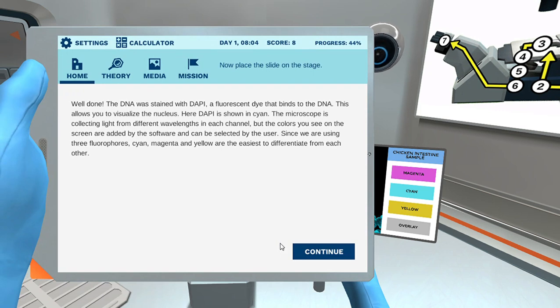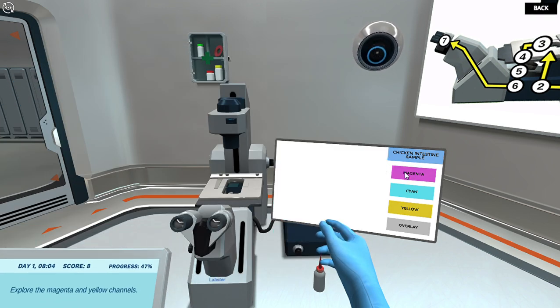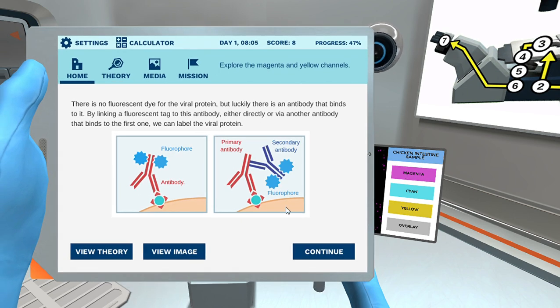Well done. The DNA was stained with DAPI, a fluorescent dye that binds to the DNA. This allows you to visualize the nucleus. Here, DAPI is shown in cyan. Now explore the magenta and yellow channels with the microscope. There is no fluorescent dye for the viral protein, but luckily, there is an antibody that binds to it.